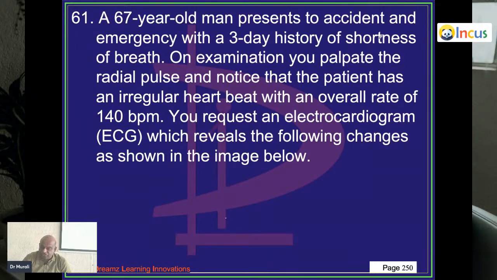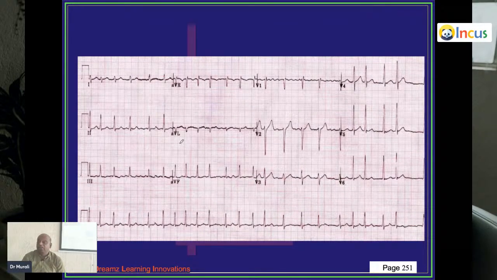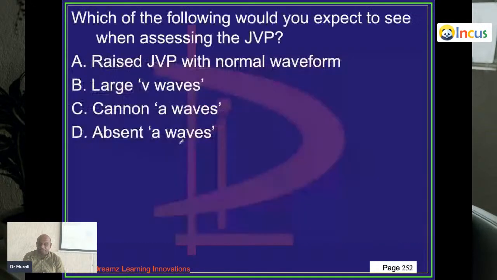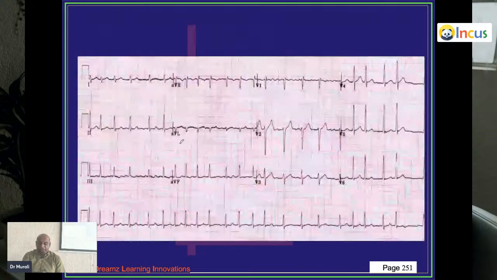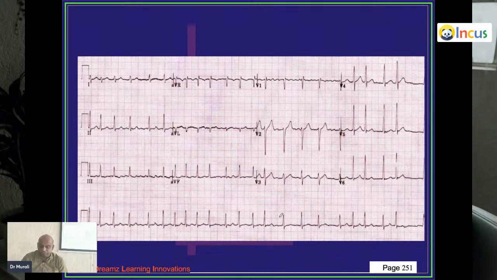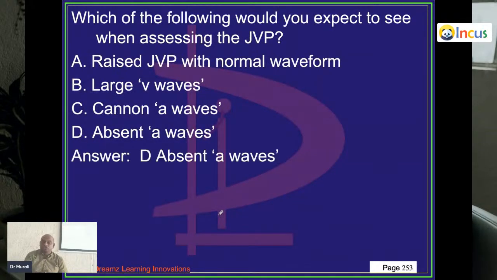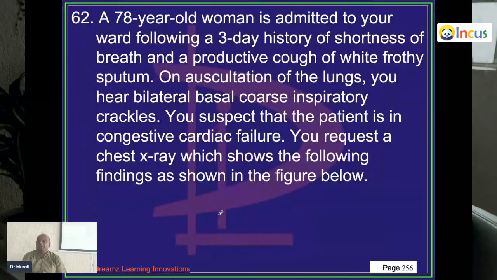67-year-old, 3-day history of shortness of breath. And the ECG reveals the following changes. So what are you able to see here? Once more, there is an irregular rhythm. You are able to see, no? These two are wide, these two are narrow, these two are narrow. This is once more wide, irregular rhythm. No P wave before QRS. That means atrial fibrillation. So typically they will not have an A wave in the JVP, is what you need to remember.